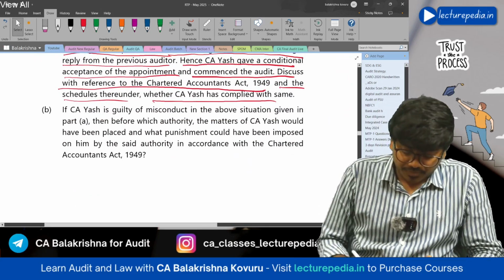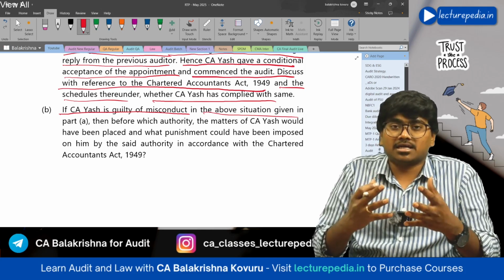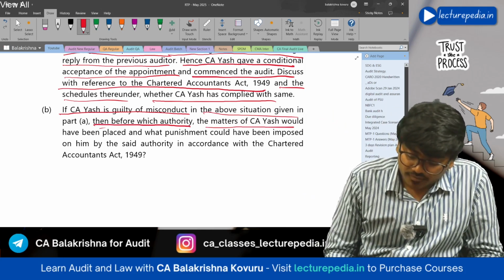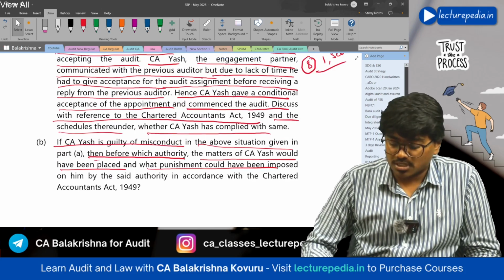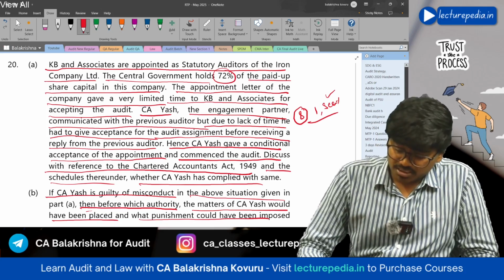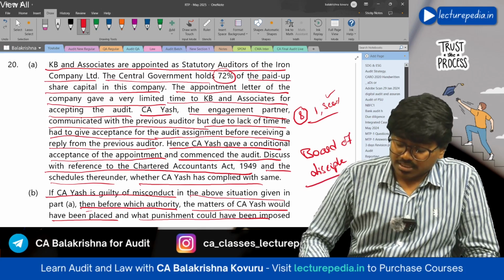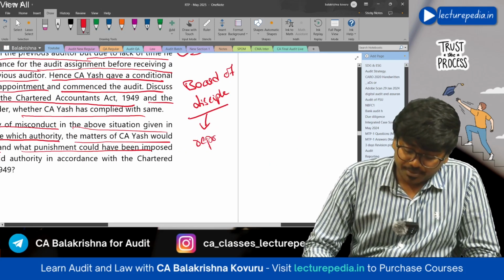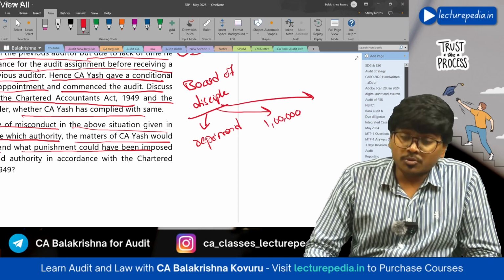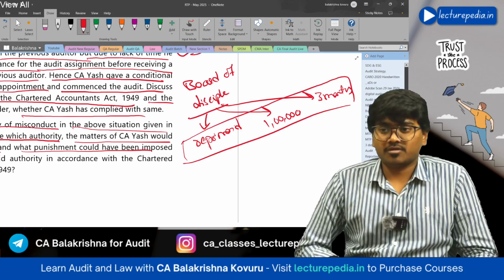Next, if CAS is guilty of professional misconduct in the above situation, before which authority would the matter of CAS have been placed and what punishment could have been imposed? If you see, this matter is related to Schedule 1. If a chartered accountant is guilty of professional misconduct under Schedule 1, the matter is placed with the Board of Discipline, and if guilt is proved, the punishment that can be imposed is to reprimand the member, impose a penalty of up to 1 lakh rupees, and remove the name of the member from the register for a period of up to 3 months. This could be the punishment if guilt is proved.